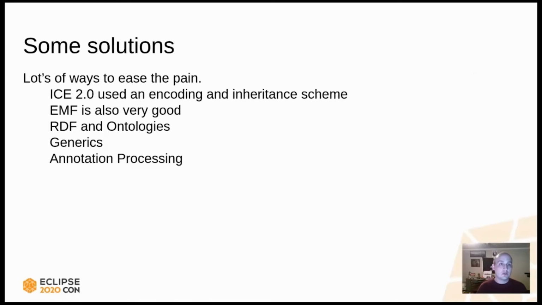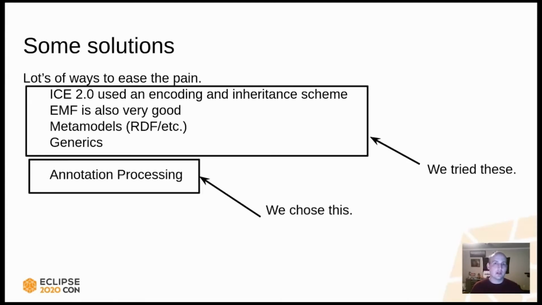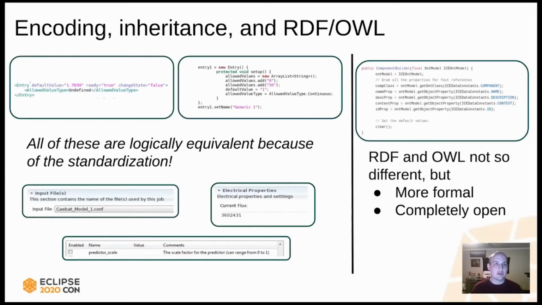So there are some solutions. In ICE 2.0, we used an encoding and inheritance scheme to get around hard coding and things like that. The Eclipse Modeling Framework is an excellent solution. You can also use other types of meta models like the Resource Description Framework and ontologies, then generics, and annotation processing. I want to go through these pretty quickly because we've tried all of them and we chose annotation processing.